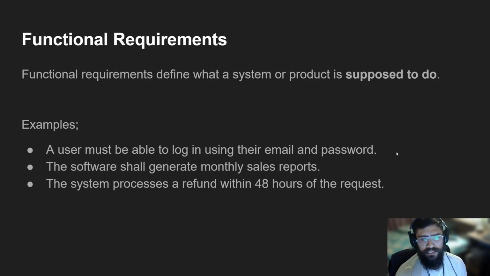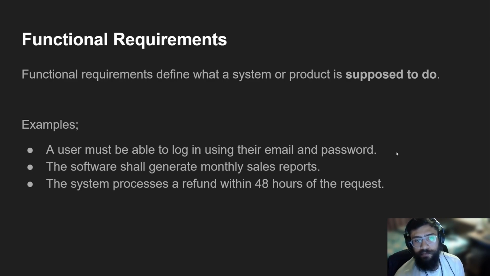Now, to begin with, let's look at what functional requirements are. Functional requirements define what a system or product is supposed to do. They describe specific behaviors or functions of a product, detailing the system's services, tasks, or functions in response to specific inputs or conditions. Let's look at a few examples.